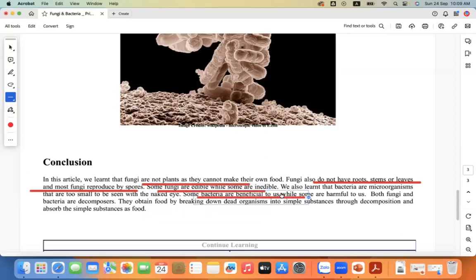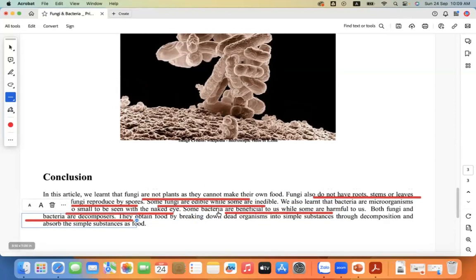We learned that bacteria are too small to be seen with the naked eye. Some are beneficial to us, while some are harmful. Both bacteria and fungi are decomposers. All right, that's all we learned today. So please remember to memorize these key points. I will send this PDF later as well so that you can learn.